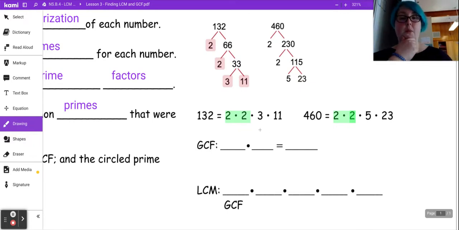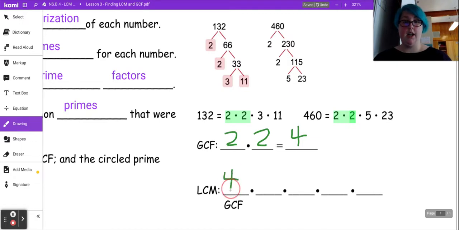Woo! So all we need to do then is to write our prime factorization of 132 and 460, and find the common. So I've highlighted, they both have two 2's. So we're going to write that on the line for our greatest common factor, 2 and 2. So 2 times 2 is, of course, 4. So now we're going to write our greatest common factor 4 on the line to find the lowest common multiple. Again, the big number. The factors are smaller numbers, multiples are bigger numbers. So we have 4, and then from 132 we have 3 and 11. And then from 460 we have 5 and 23.